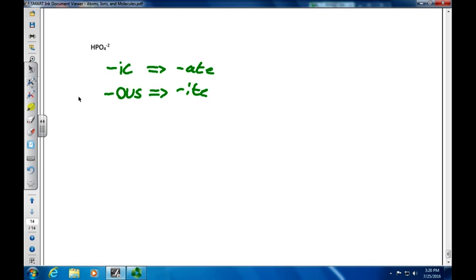Looking at this, you'd be able to determine that the name for this particular oxoanion would be hydrogen phosphate. And that's all there is to naming oxoacids and oxoanions.